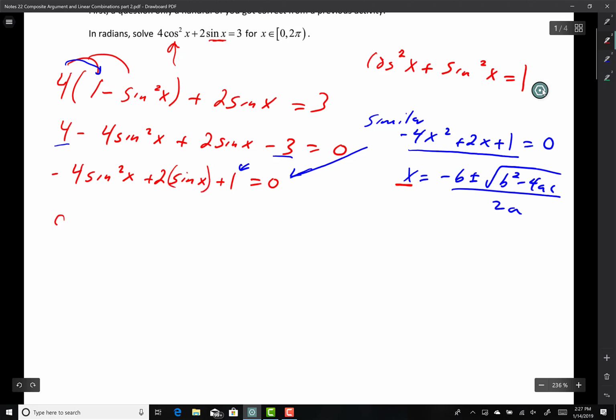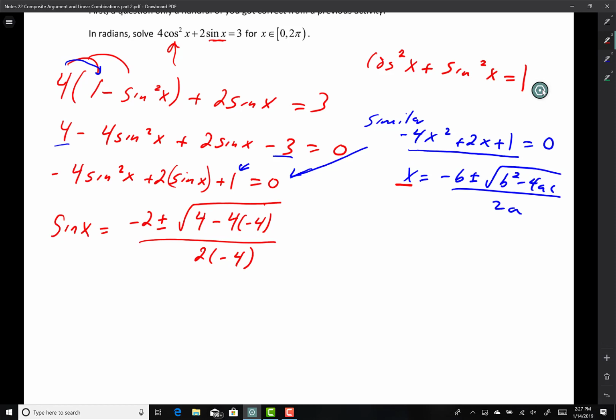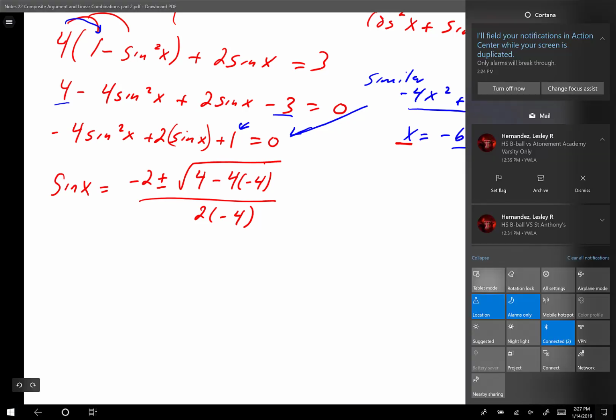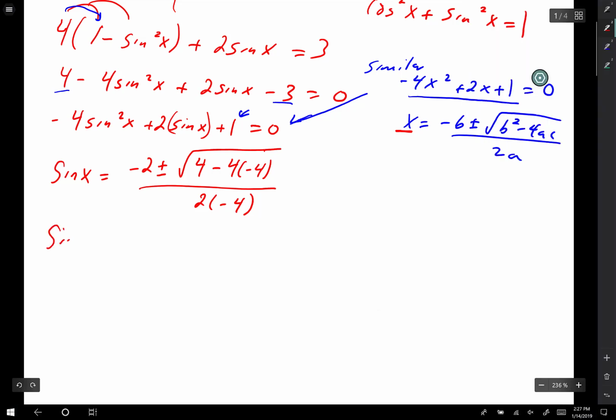Sine x. So I'm going to write sine x equals negative 2 plus or minus the square root of 2 squared, which is 4, minus 4 times negative 4 times 1, all over 2 times negative 4. How do we feel? You take your calculator. And here I am, taking my calculator. Oh, let me see if I'm in tablet mode here. I take my calculator, sine x equals, and I'm going to do both. I'm going to push alpha y equals on my calculator here.